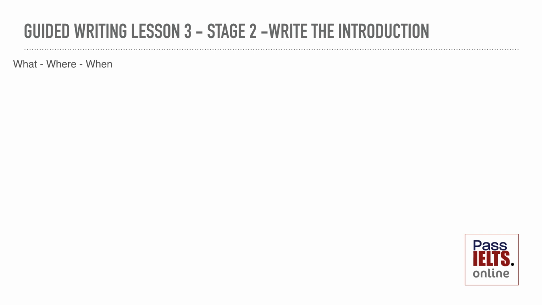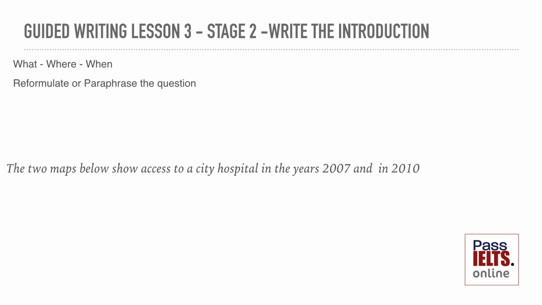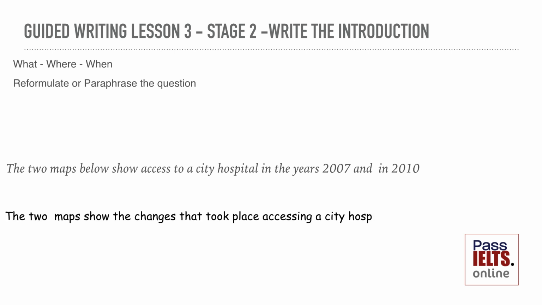So you've got to write your short introduction, including, if possible, what, where, and when. You can reformulate or paraphrase the question. So the question was, the 2 maps below show access to a city hospital in the years 2007 and 2010. And this is my introduction. Please, again, don't forget that this is just one possible answer.